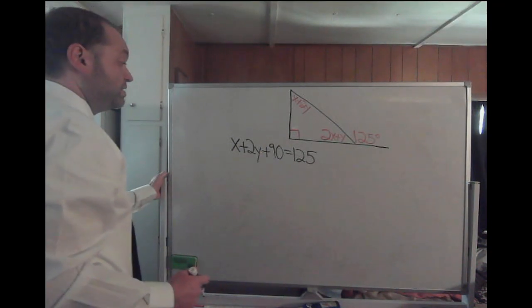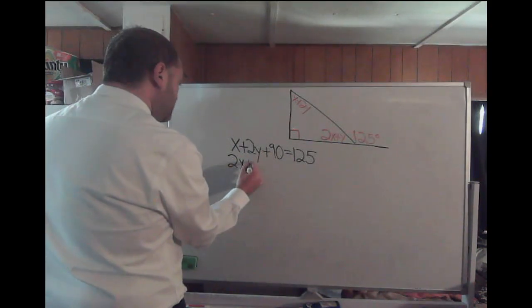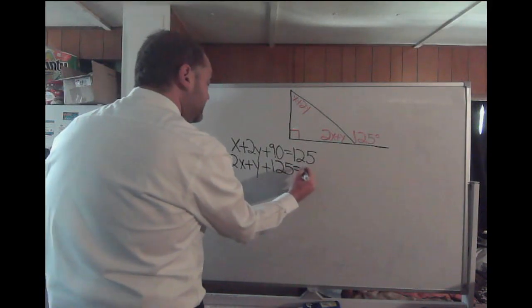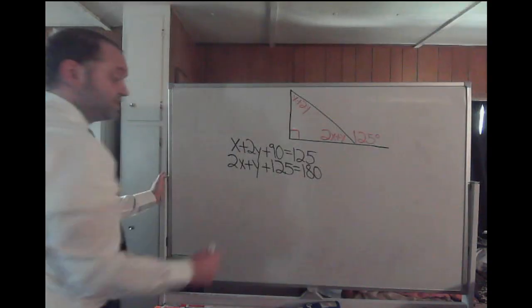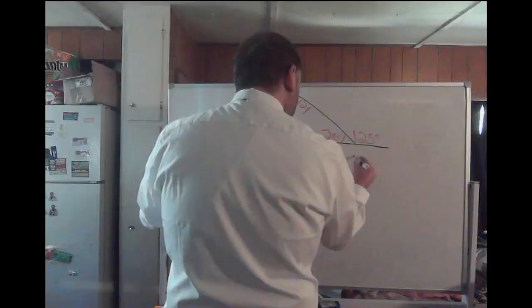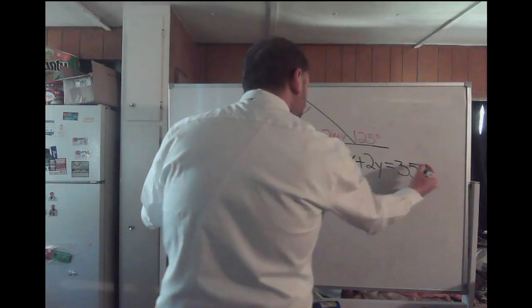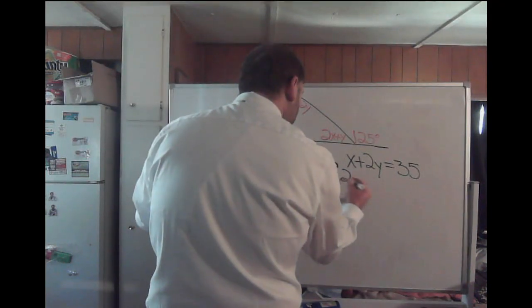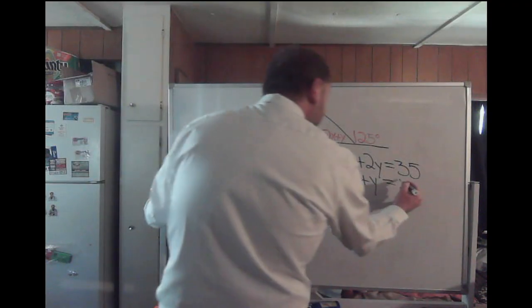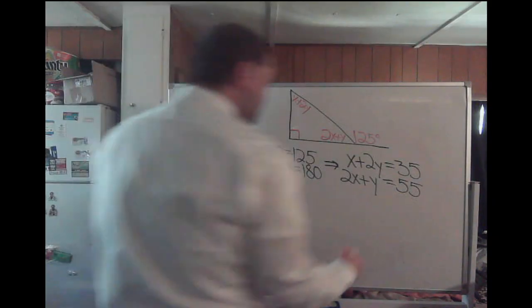And then we can solve for this piece here. We know that 2x plus y plus 125 equals 180, right? So there's our system of equations. Let's simplify this a bit over here. That's going to mean that x plus 2y is equal to 35. And then we'll simply get that 2x plus y is going to equal 55. All right, so now we have a system of equations.